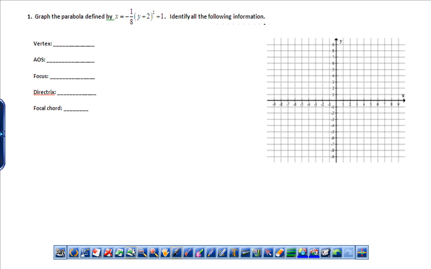Okay, so let's try this first problem. This right here is written in standard form, and because it is x equals, it's horizontal. I'm also looking at this right here. Because it's negative, I know that it's going to face to the left. It's going to be opposite. So I'm going to just kind of sketch it so I know what I'm doing.